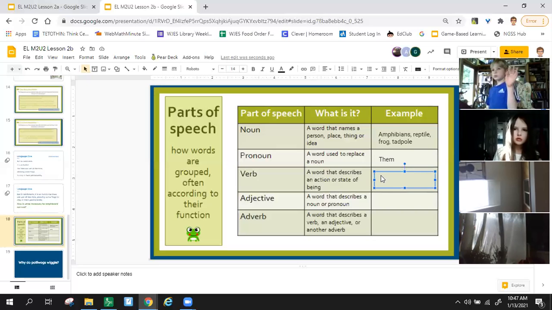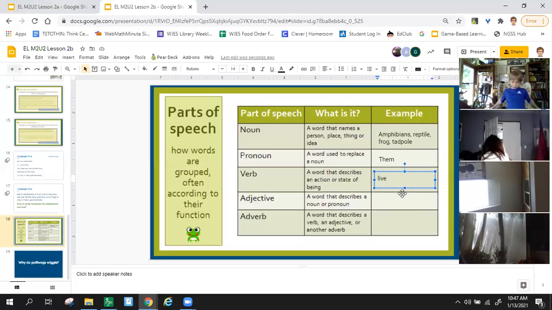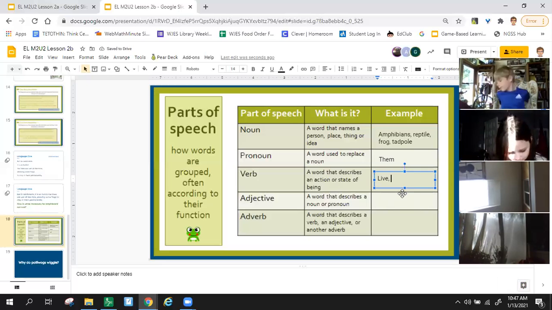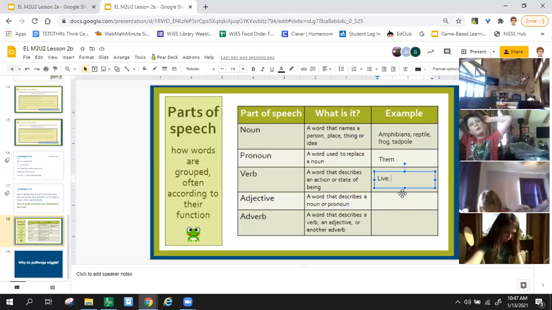All right, I need a verb. I need an action word. I'm going to give you a hint: the word live in the very first sentence. Amphibians are animals that live. Live is an action word. Can anybody else find another verb from something that we did? An action word? A verb.